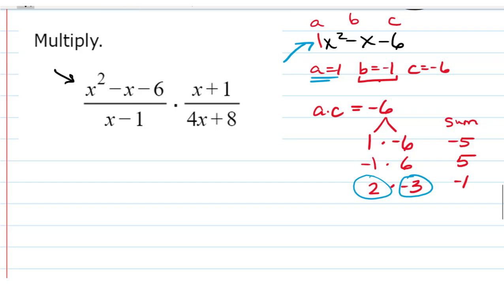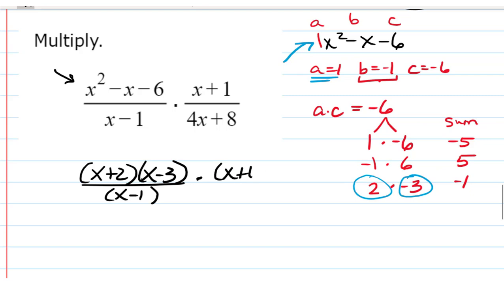So we're going to factor x squared minus x minus 6 into x plus 2 times x minus 3. We're going to leave the x minus 1 the same. That can't be factored any further. X plus 1 can't be factored any further. But 4x plus 8 has a GCF of 4. So I'm going to factor out the 4, leaving x plus 2 behind.